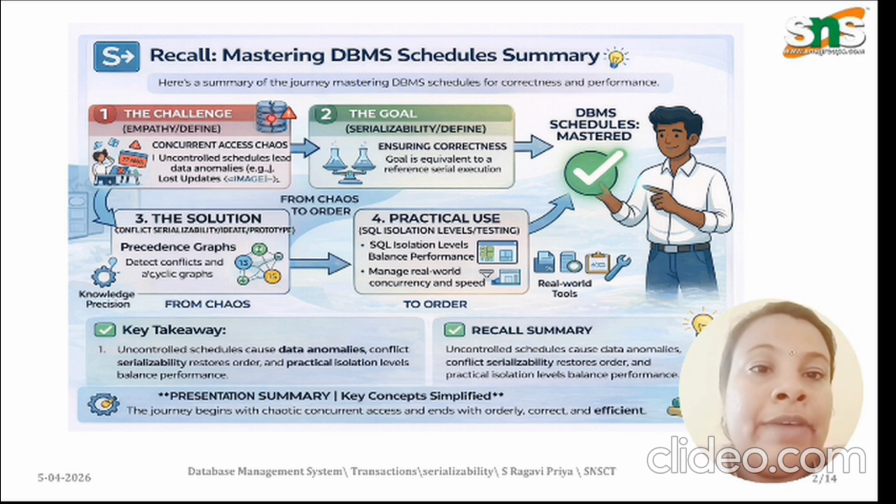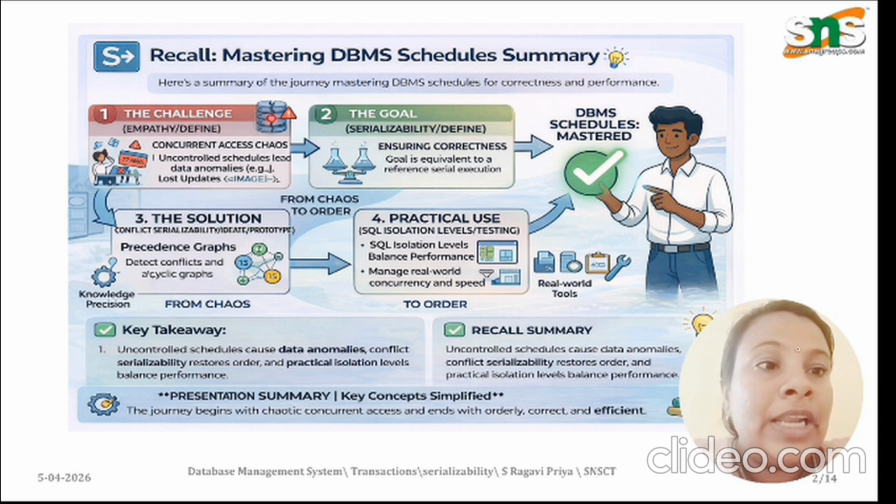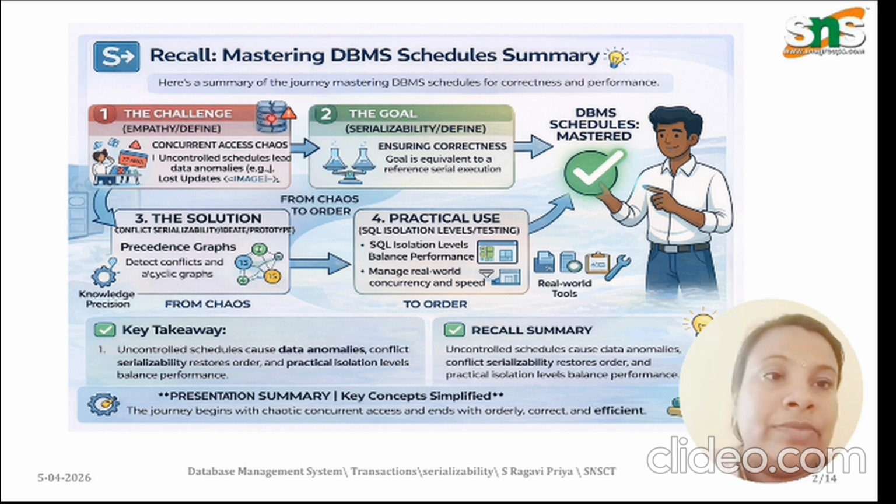So key takeaways: uncontrolled schedules cause data anomalies, conflict serializability restores order, and practical isolation levels balance performance. So recall summary: uncontrolled schedules cause data anomalies, conflict serializability restores order, and practical isolation levels balance performance. The key concept is the journey begins with chaotic concurrent access and ends with orderly, correct, and efficient execution.